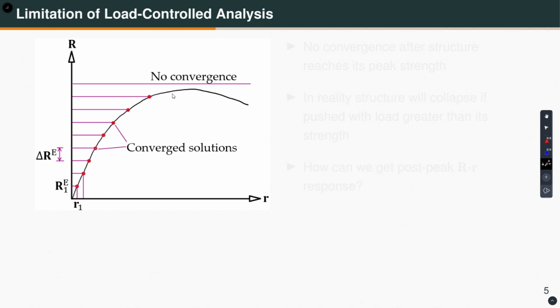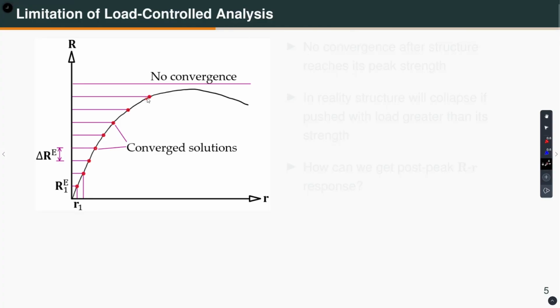Well, in a numerical setting, in a computer program, the solution will never converge because the structure has no strength above this point. So, if you apply more load, if your load is here, right, and the structural strength maximum is here, so that difference can never be met. That means the equilibrium can never be achieved. There will not be any convergence of the solution.